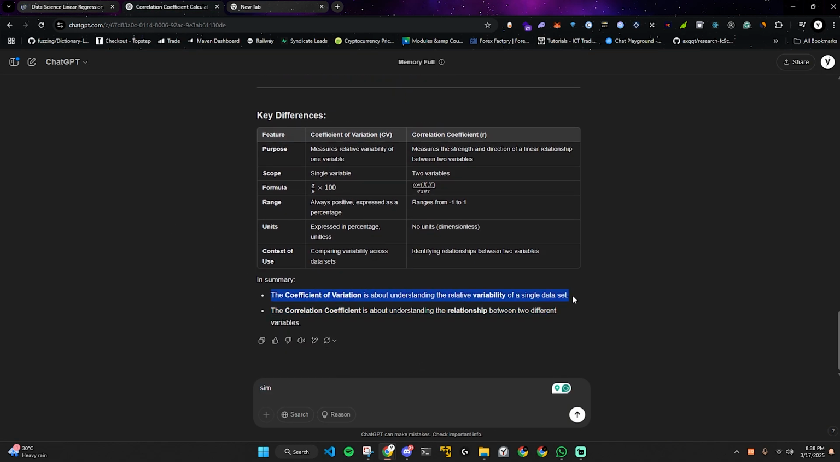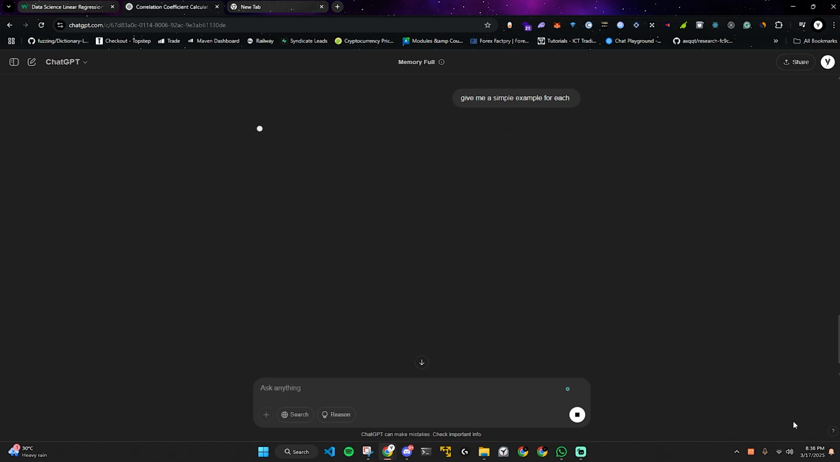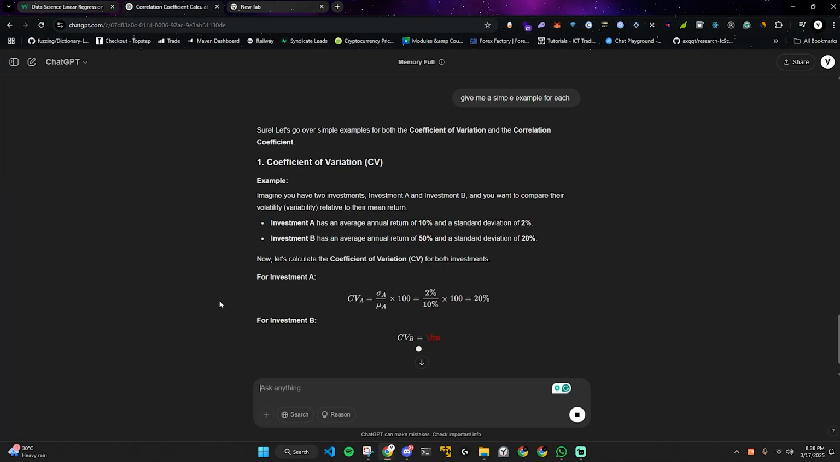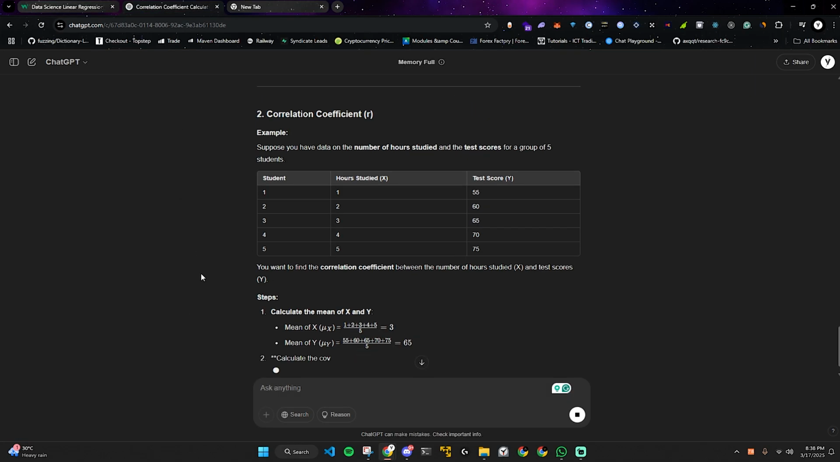So in summary, the coefficient of variation is about understanding the relative variability of a single data set, and the correlation coefficient is about understanding the relationship between two different variables, right? Okay, so give me a simple two examples for each. Let me grab this real quick, and let me do coefficient of variation versus correlation coefficient. Okay, so let's see what the summary of this is.